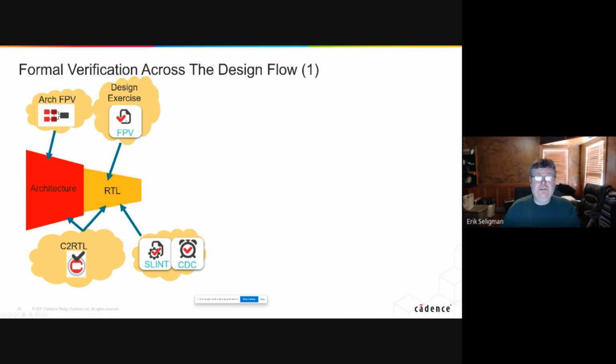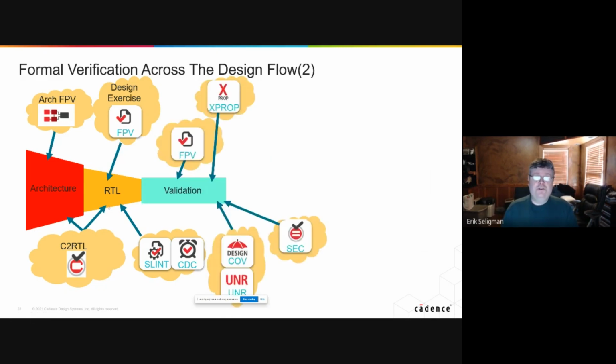You can also use design exercise, like I showed you in the demo, to check early RTL. It's things like the SuperLint and clock domain crossing. And you can also compare C models to RTL, another really growing area that's very powerful for verifying arithmetic operations in your designs. And of course, the traditional validation stage, where people most often think about FPV, and some related things you can check, like XProp to check for X's. You can also check for design coverage, things like that.